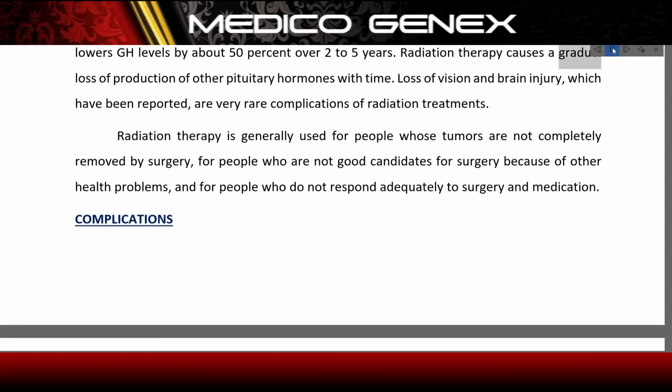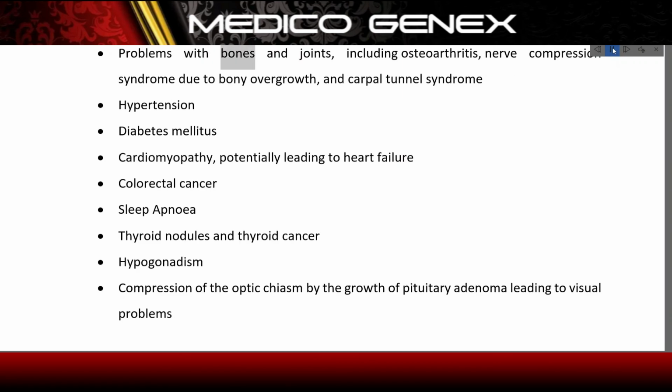Radiation therapy causes a gradual loss of production of other pituitary hormones with time. Loss of vision and brain injury, which have been reported, are very rare complications of radiation treatments. Radiation therapy is generally used for people whose tumors are not completely removed by surgery, for people who are not good candidates for surgery because of other health problems, and for people who do not respond adequately to surgery and medication. Complications. Problems with bones and joints, including osteoarthritis, nerve compression syndrome due to bony overgrowth, and carpal tunnel syndrome.